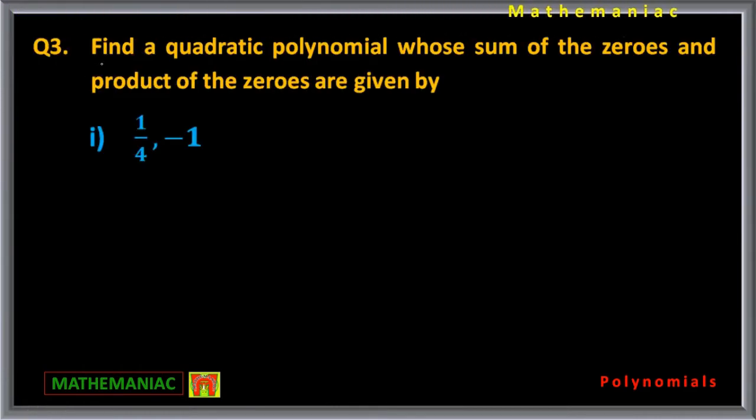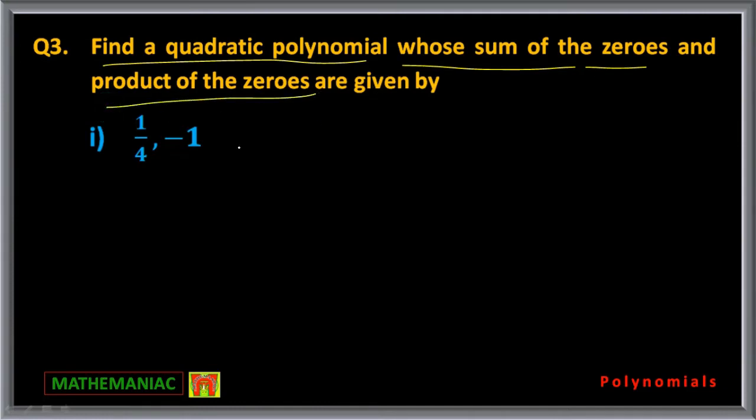Okay, so without much delay, let me start. Here it's question number 3. Find a quadratic polynomial whose sum of the zeros and product of the zeros are given by this. Can you remember, in question number 2 we had the zeros, but here they have already mentioned these two quantities as the sum and the product. So your task is a little less this time, because you need not consider the zeros, right? So this is the first problem.